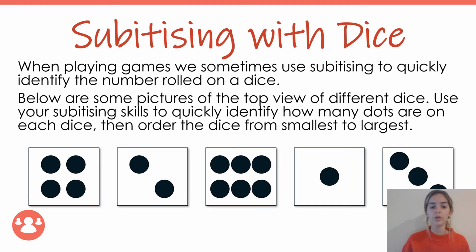Use your Subitising skills to quickly identify how many dots are on each dice, and then I want you to order the dice from smallest to largest. So what you can do, pause this video, and then on a piece of paper you can draw our dice and draw them from smallest to largest. What does that look like? What's the smallest and what's the largest? Okay, and then come back and we can check your answers.